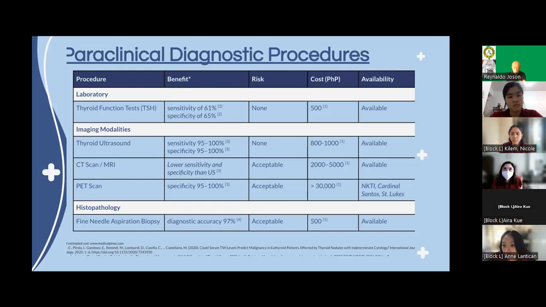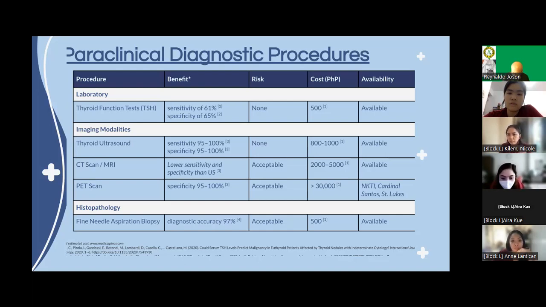And then the most important test is the histopathology or the biopsy. So the fine needle aspiration biopsy has a diagnostic accuracy of 97%. It is said to be the single most important test in the evaluation of thyroid nodules since this is where you can really see whether it is malignant or benign based on the histopathologic findings. Although some samples yield non-diagnostic results, when the specimen is not adequate. The fine needle aspiration biopsy may be done with or without ultrasound guidance. It is somewhat invasive but the risk is acceptable since the benefit will still outweigh the risk. It costs around 500 pesos and is available in PGH.